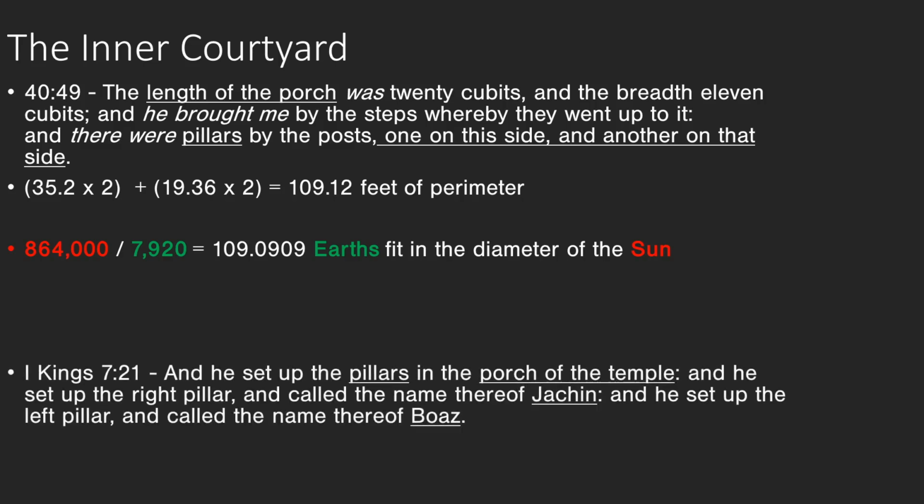Recalling the name of these pillars in Solomon's temple, Hiram set up the pillars in the porch of the temple, and he set up the right pillar and called the name thereof Jachin, and he set up the left pillar and called the name thereof Boaz. Jachin means he will establish it, and we had to ask in that presentation what was being established and where.